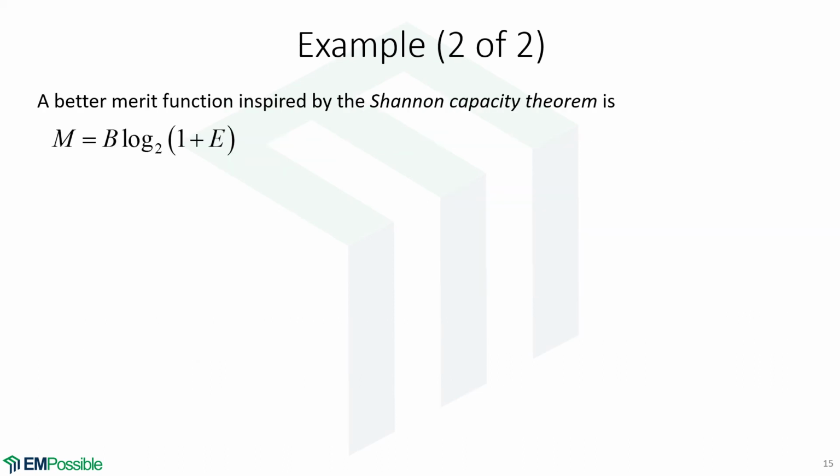So what I decided to do is basically use the Shannon capacity theorem. I have to call this inspired by the Shannon capacity theorem because doing this optimization, I didn't have access to signal to noise ratio. So I put in efficiency in place of the signal to noise ratio. So this really is no longer the Shannon capacity theorem, but it sure is inspired by the Shannon capacity theorem.